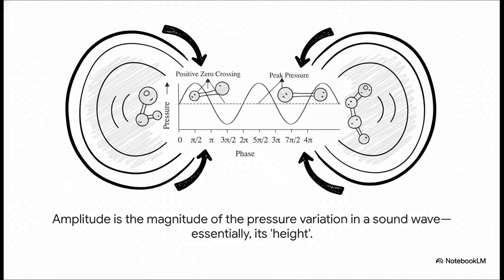If you look at it on a graph, it's the height of the wave's peaks. A wave with a higher amplitude is pushing the air molecules with a lot more force, and we hear that as a louder sound. Simple as that.